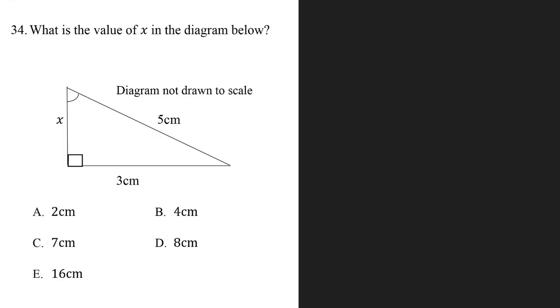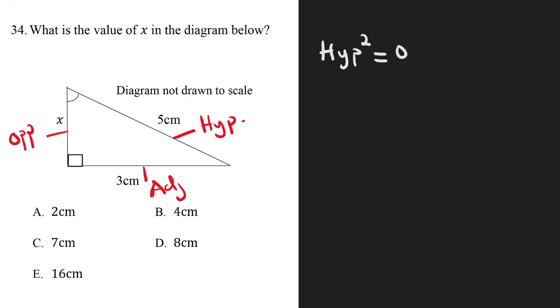And we know that the right angle triangle has 3 sides. This side is called the hypotenuse, which is always the longest side. This one here is called the opposite, and this one is called the adjacent. So the Pythagoras rule says that the square of the hypotenuse, the longest side, is equal to the square of the opposite plus the square of the adjacent. Can you see? So using this formula, we can get our x.